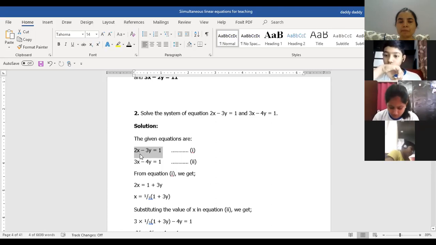First, you will take 1 on that side and you will transpose 3y to the other side. Yes, I will transpose minus 3y to the other side. The first logical step is I will transpose minus 3y to the right side, and it will become 1 plus 3y. You can see over here.